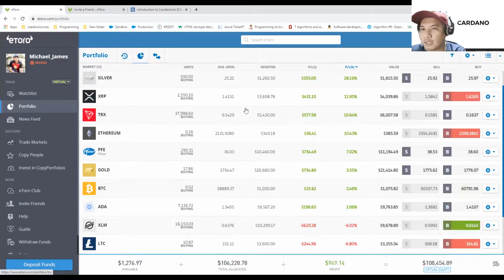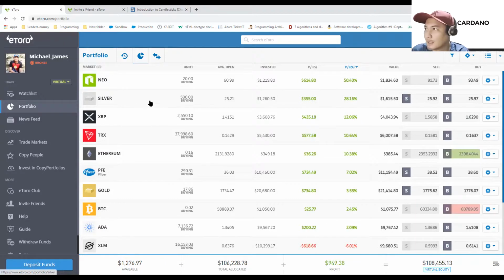And there is a lot more you can learn. Next time maybe we can discuss more. But hopefully this helps you learn how to read the candlestick.